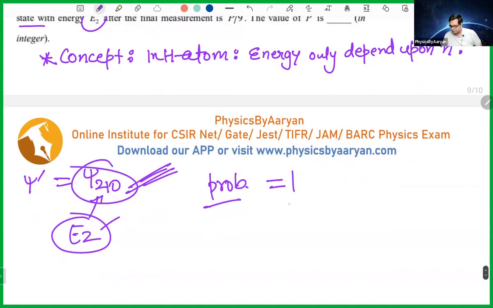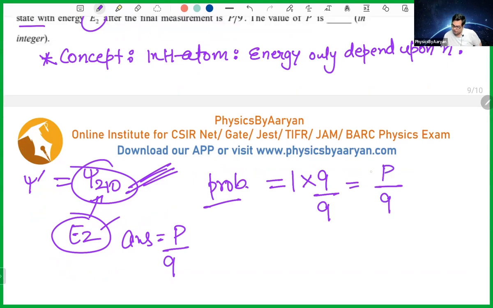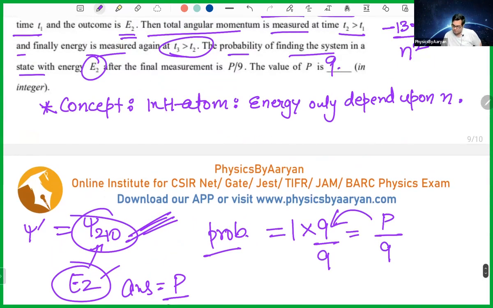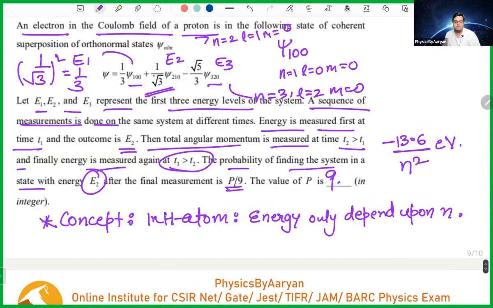But they are asking what is the value of P. They are saying that the answer is equal to P by 9. So what is the value of P? I will multiply by 9 and divide by 9, so it will be P by 9. So what is P? P is 9. So the value of P is 9, because 9 by 9 gives me 1. So my probability to get E2 in the last measurement is actually 1. It is not 1 by 3 as you did here.